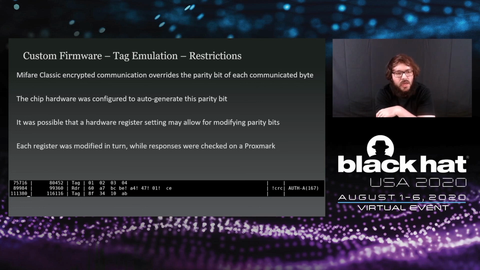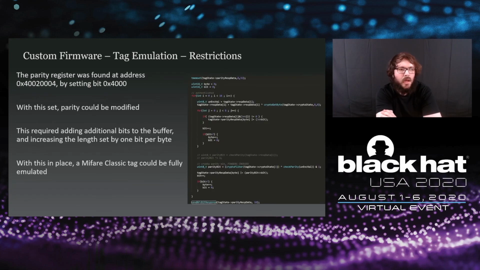However, this would mean pushing 8-bit and 9-bit buffers around in some complex ways. I modified each register used by the hardware in turn and saw if any responses were changed. Now, it had a few interesting outcomes, like it increased the sizes of the responses in weird ways, or added strange CRCs I'd never seen before, which all seemed to have some functionality unrelated to what I was trying to find. However, I found address 4002.0004 by setting bit 4000. I could modify the parity bits as needed.